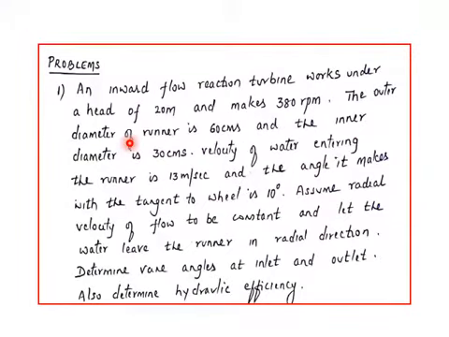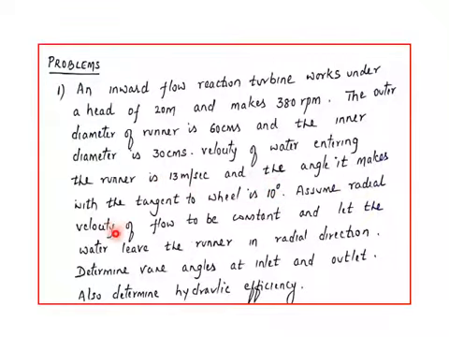Now coming to the problem: an inward flow reaction turbine works under a head of 20 meters, so H is 20 meters. It makes 380 rpm, so N is 380 rpm. The outer diameter of the runner is 0.6. Here the outer diameter is at the inlet, so D is 0.6, whereas D1 is 0.3. The velocity of flow entering the runner, that is V, is 13 meters per second, and the angle it makes, that is alpha, is 10 degrees.